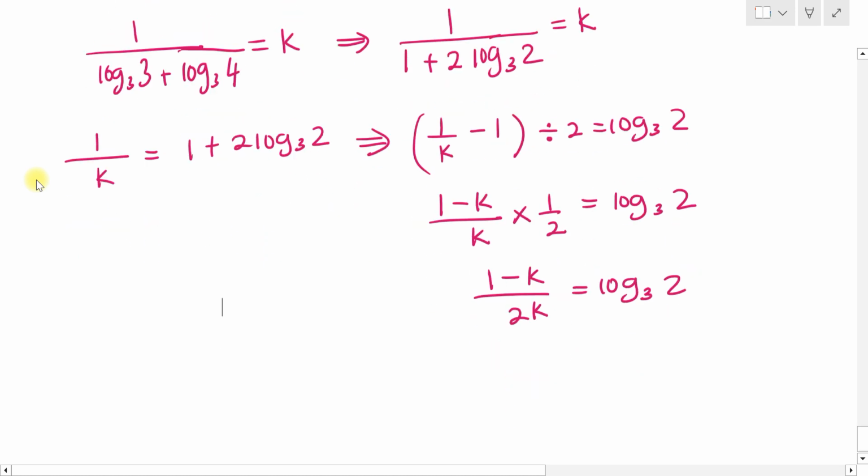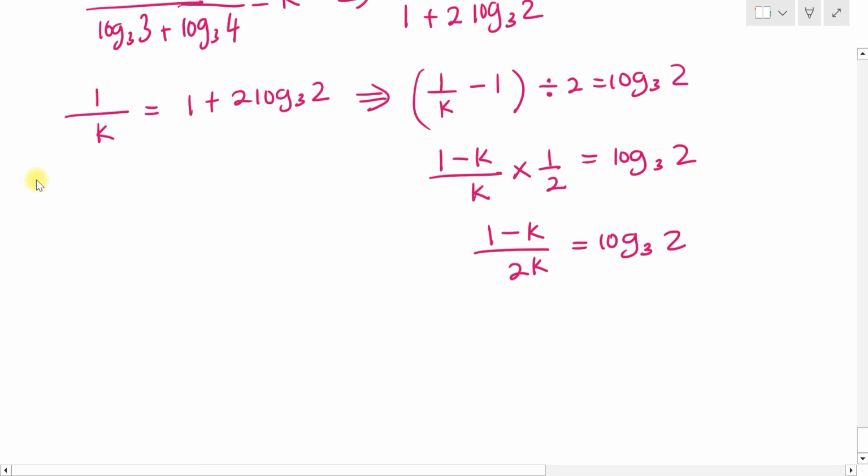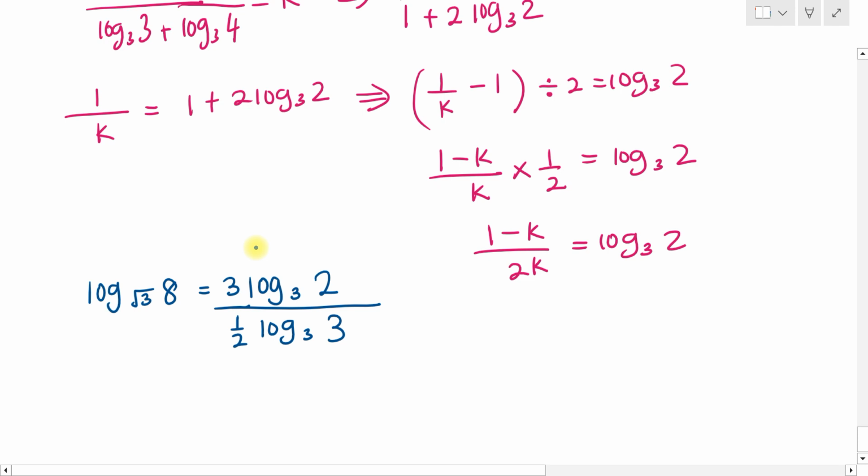Okay, wait. So now let's try to do log surd 3 8. We want to use the k as well. So log 3 over log 3. 8 is 2 power 3, and this one 3 power half, correct? Be sure that you need to know how to convert this properly. Okay, it become like this.